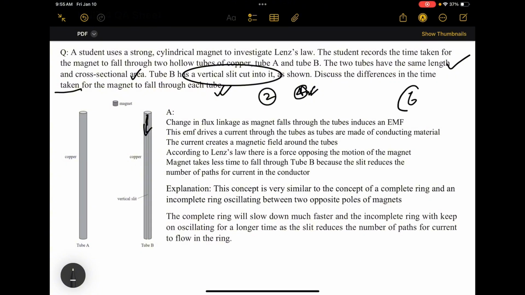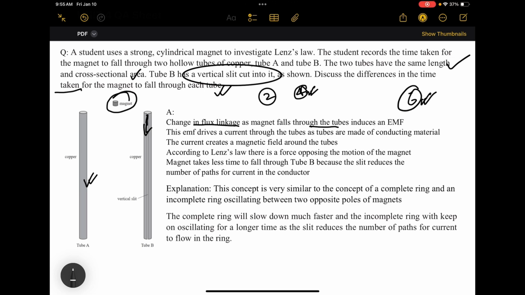This question is worth 6 marks. So first of all, as it is a copper hollow tube, the magnet will fall. As the magnet is falling through the tube, there will be a change in flux linkage. This is our first mark. This will give us our first mark.